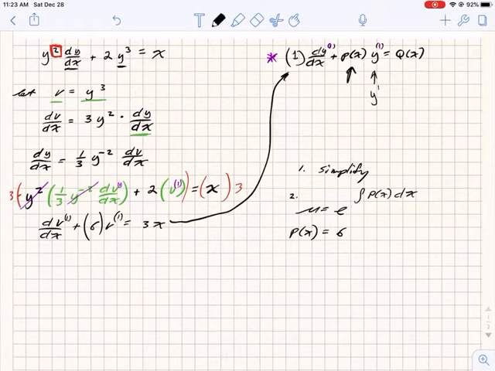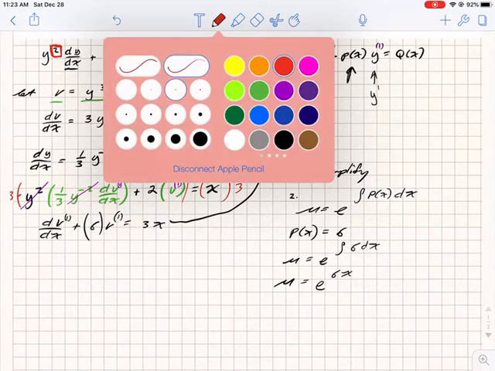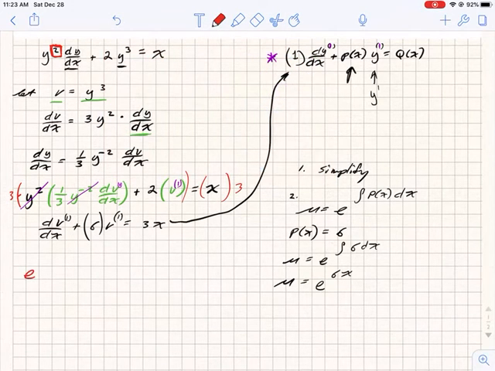Okay, that's not bad. So let mu equal e to the integral of 6 dx. Any integral of a constant, you just tack on that x, and there you have it. Our function that we multiply this linear differential by is going to be e to the 6x.